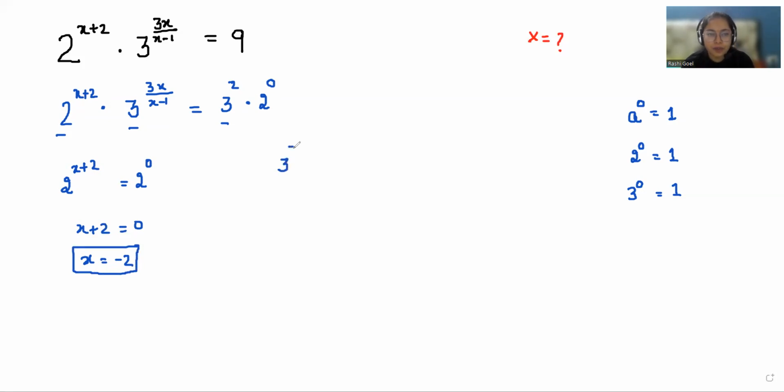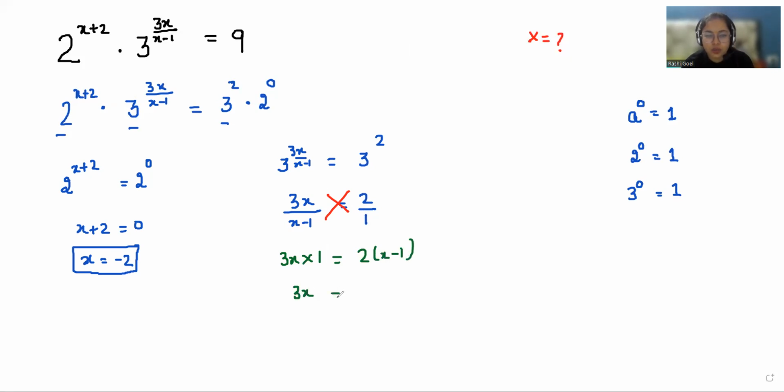So 3 power 3x by x minus 1 is equals to 3 power 2. Again, similarly, if the base are equal, their power are also equal. So 3x divided by x minus 1 is equals to 2. And here we can take in denominator as 1. And after that, we can do the cross multiplication. So here is 3x times 1 is equals to 2 times x minus 1.